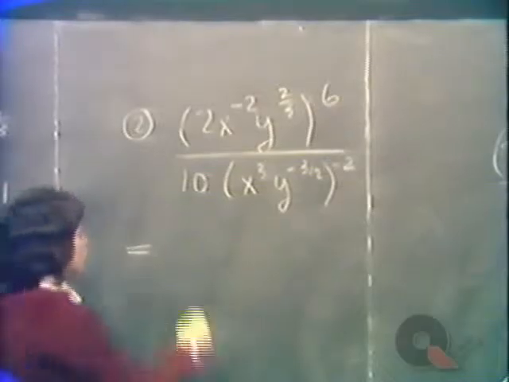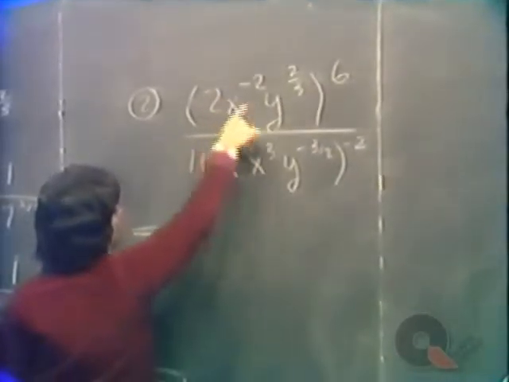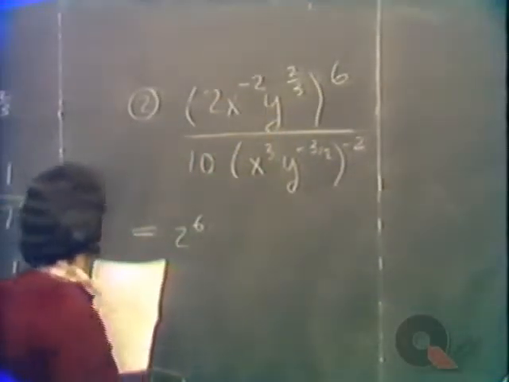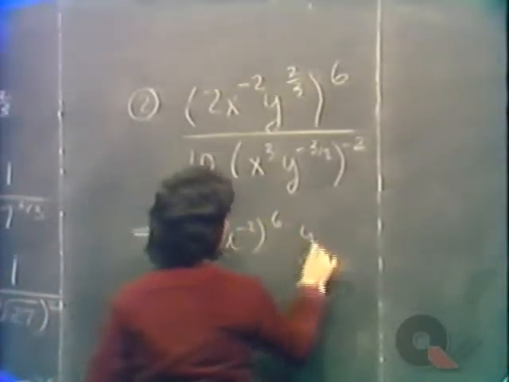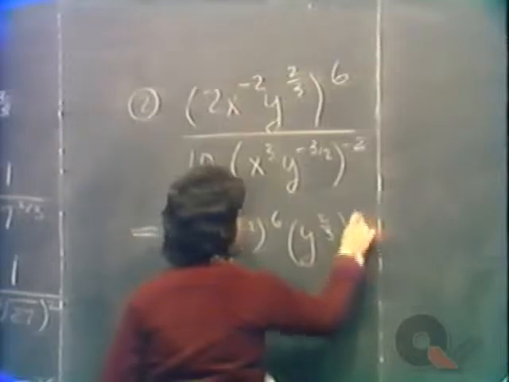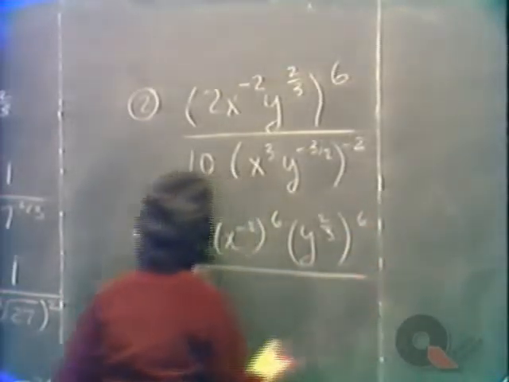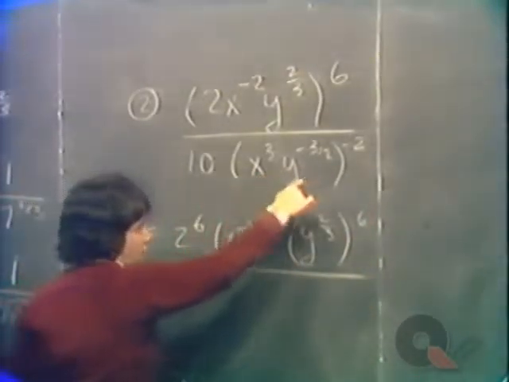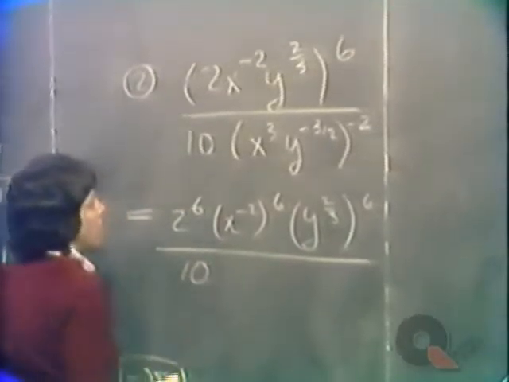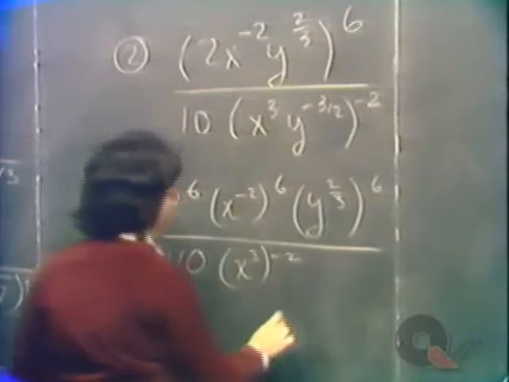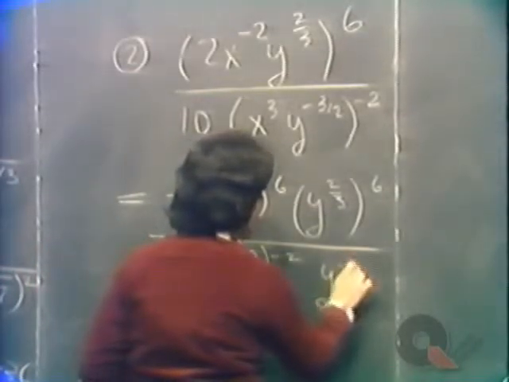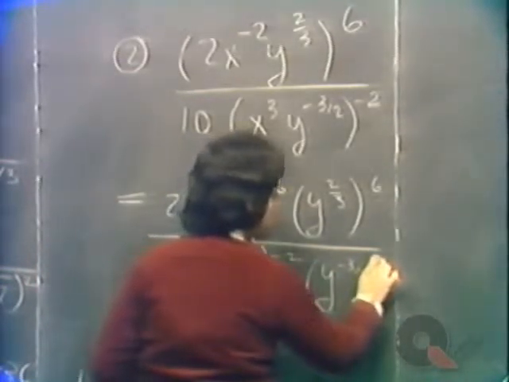That is, it'll be 2 to the 6th, x to the minus 2 to the 6th power, y to the 2/3 to the 6th power, over, don't forget 10 is not inside this parenthesis, so 10 is by itself, x cubed to the minus 2 power, and y to the minus 3/2 to the minus 2 power.